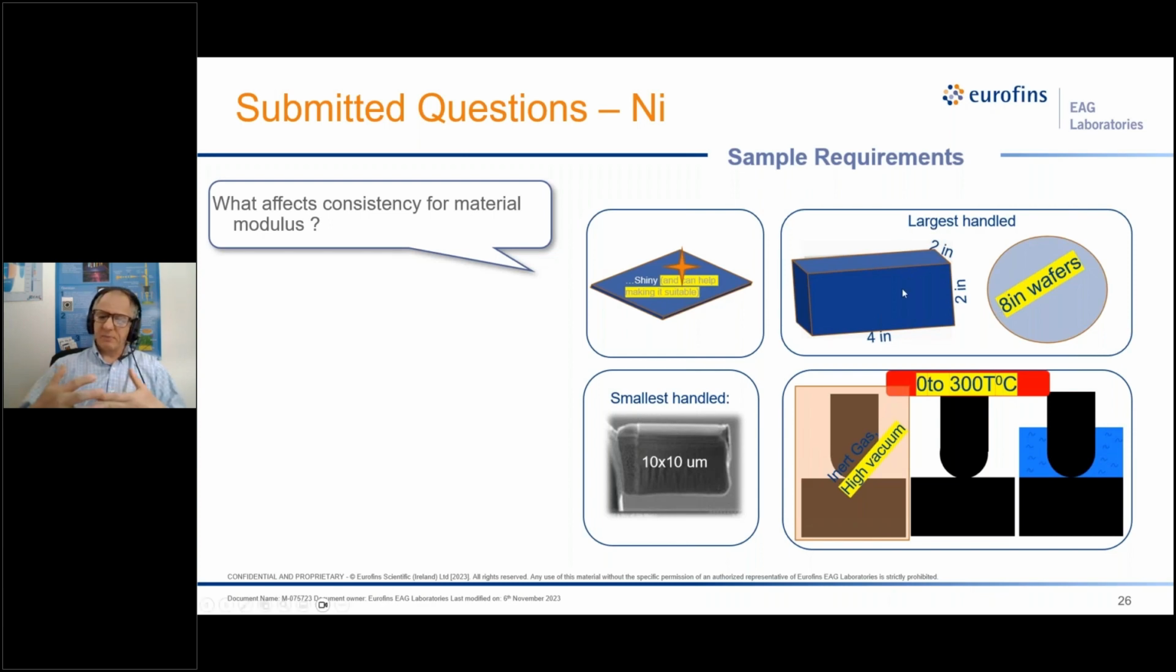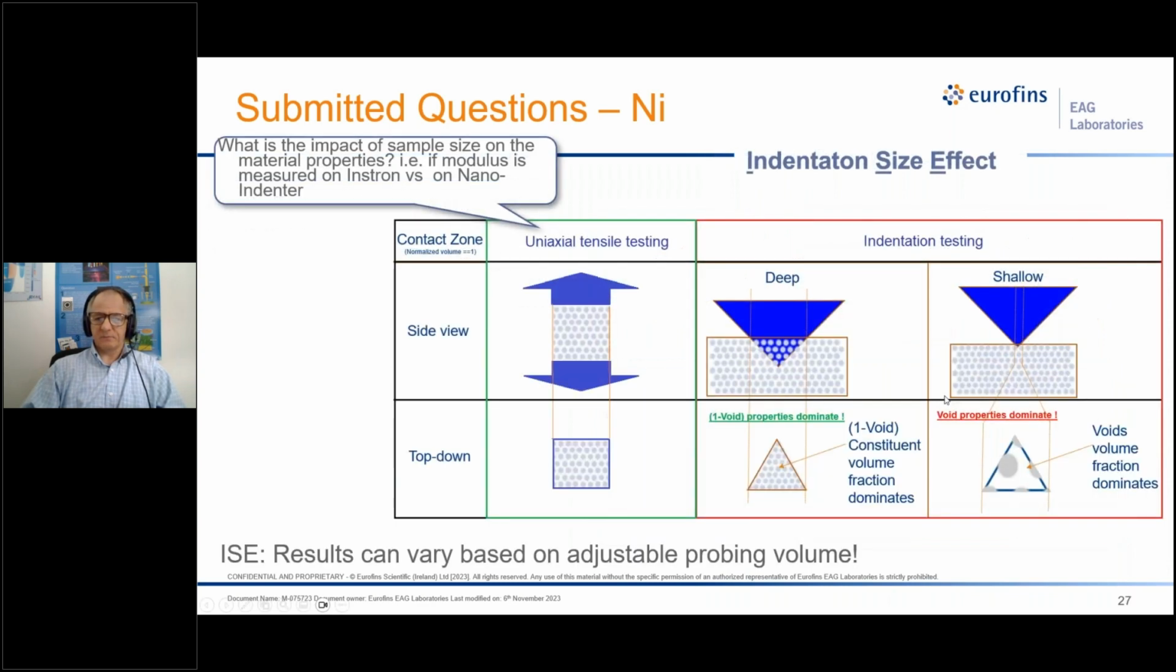So the sample size can be up to 2 by 2 by 4 inch as a prismatic piece, but also in wafer form, it can handle up to 8-inch wafers, though we cannot reach all the positions, but we can ensure that it doesn't need to be broken. On the small size end, we can handle samples up to 10 by 10 microns approximately, and we can test in inert gas environment, vacuum, ambient conditions, liquid, and temperatures from 0 to 300 C.